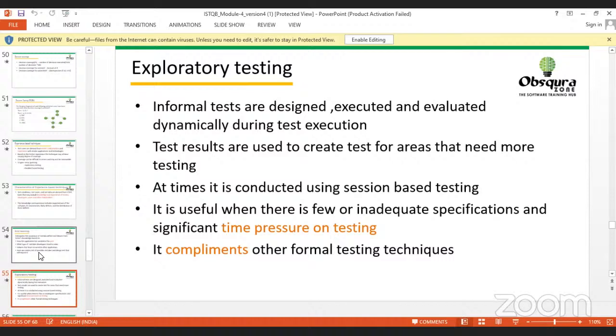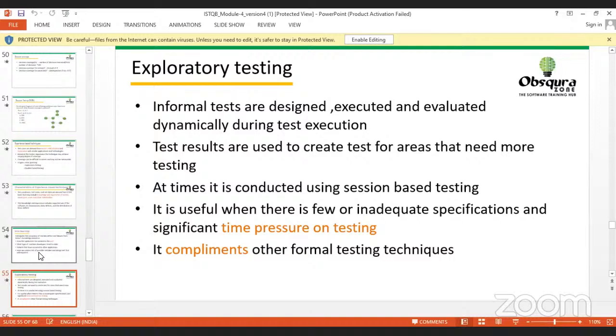Okay, it is useful when there are few or inadequate specifications and significant time pressure on testing. It complements other formal testing techniques. Exploratory testing is actually a time-boxed activity. They will be given some 30 to 120 minutes and asked to conduct those executions. That is called test sessions. That is why they have mentioned session-based testing. So these time-boxed test executions are called test sessions.